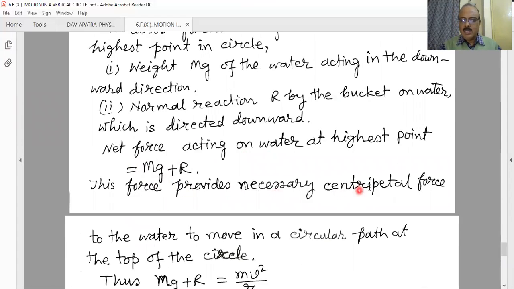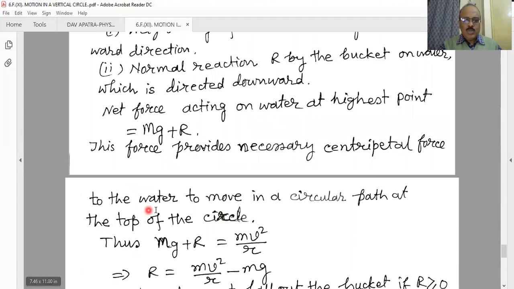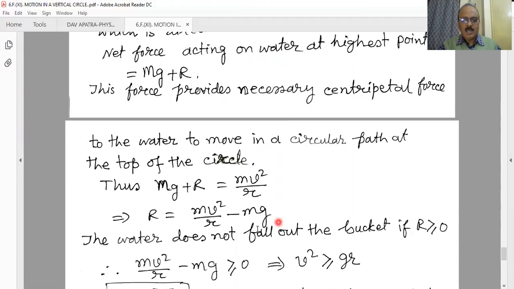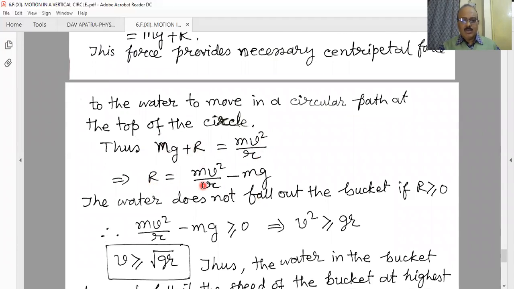This force provides the necessary centripetal force to the water to move in a circular path at the top of the circle. That means mg plus R, where mg is the weight of the water and R is the normal reaction given by the bucket to the water, all together gives the centripetal force, that is mv square by r. And from that we get R, the normal reaction, is equal to mv square by r minus mg.